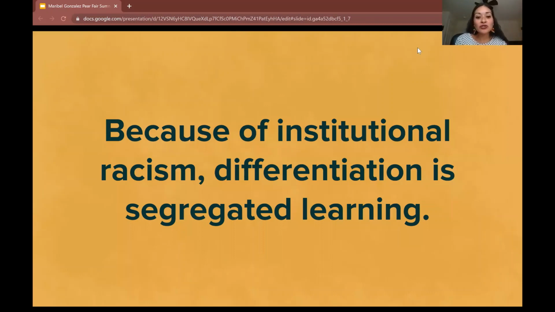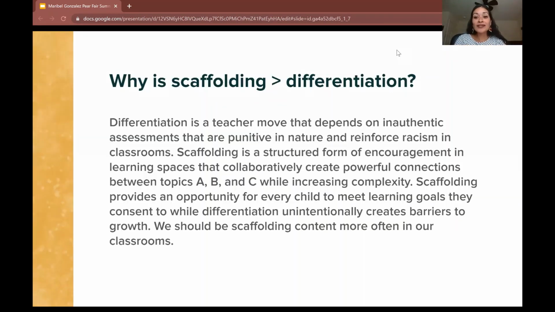Because of institutional racism, differentiation is segregated learning. So why is scaffolding better than differentiation? Differentiation is a teacher move that depends on inauthentic assessments.